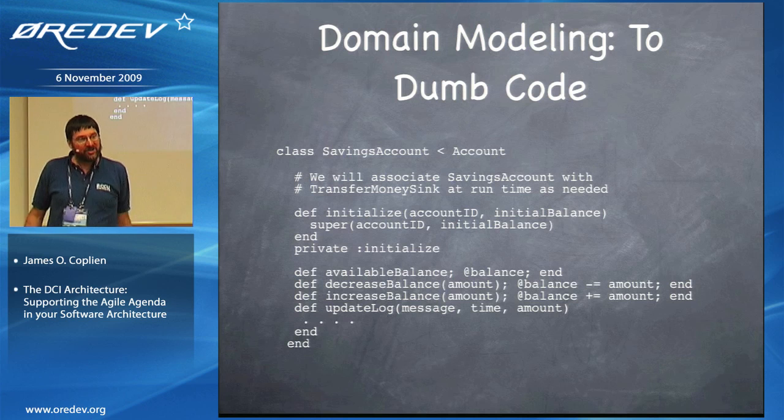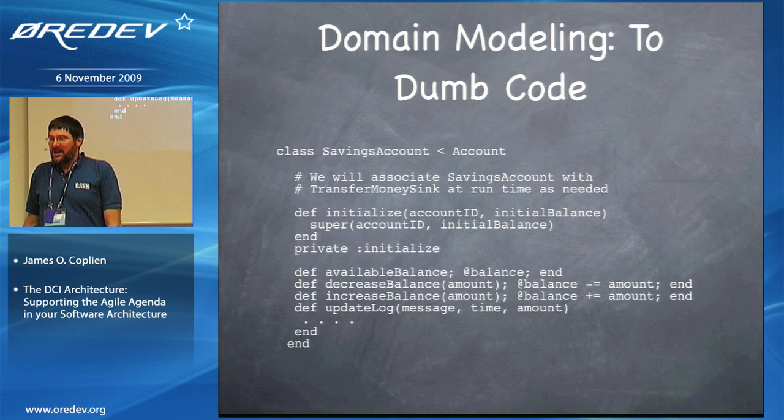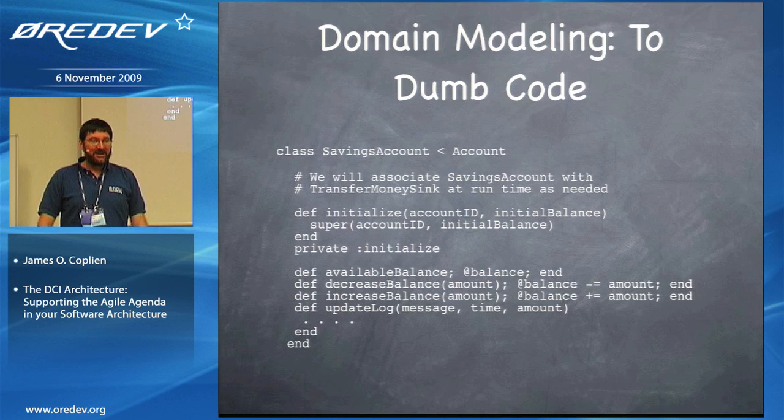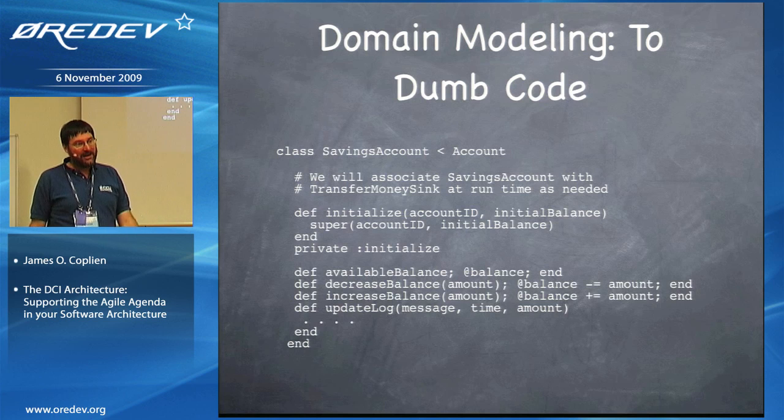So if we have a new customer who wants a new kind of smartness, like, I want this account to pay all my bills, we'll define some roles from the use case, pay all bills, and we'll inject the right parts of that use case into this class at runtime to make it do what it needs to do. And then we don't have to worry about this dumb domain class. That can remain relatively stable.